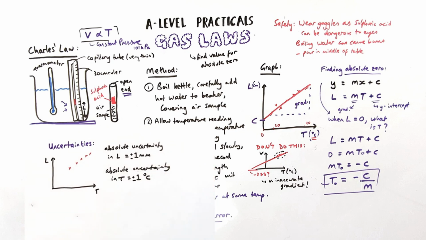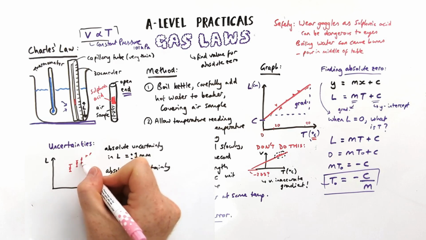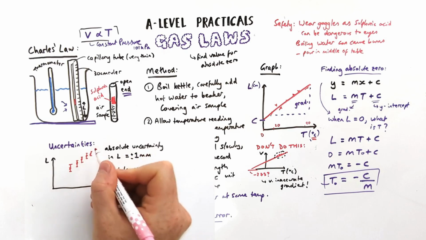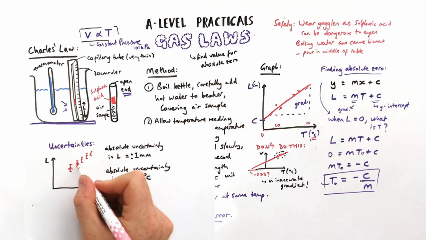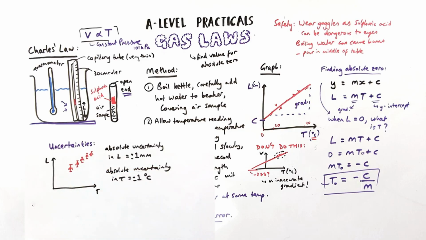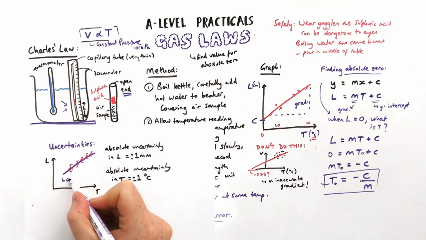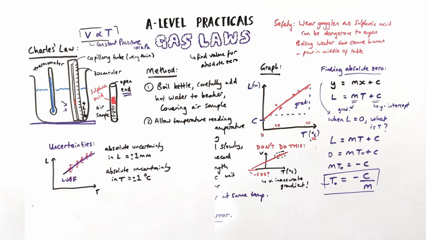So when you plot your graph, and bear in mind this graph is important because we're using that gradient to calculate our absolute zero value, you could draw on error bars to represent these uncertainties. So let's say the absolute uncertainty in L would be a vertical error bar, and the absolute uncertainty in T would be a horizontal error bar. The purpose of error bars is to show the uncertainty in a visual way, but also so you can draw in lines of worst fit.